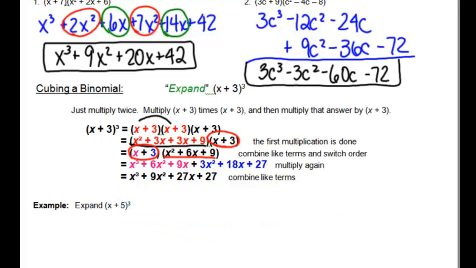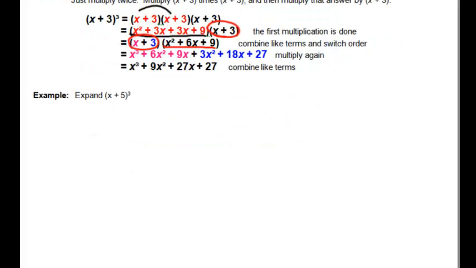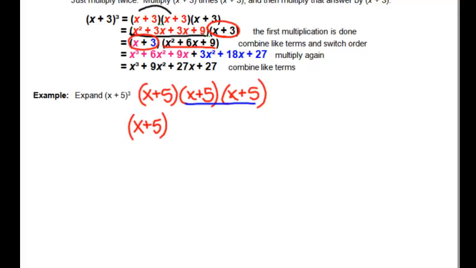Let's take a look at x plus 5 to the third. What does that mean? It means I'm going to multiply x plus 5 by x plus 5 by x plus 5. And why don't I just take these last two this time, so that I don't have to move that x plus 5. Remembering what we did from our binomial multiplication, this should give me x squared plus 5x plus 5x, which is 10x, plus 25. Now I have to multiply that out.